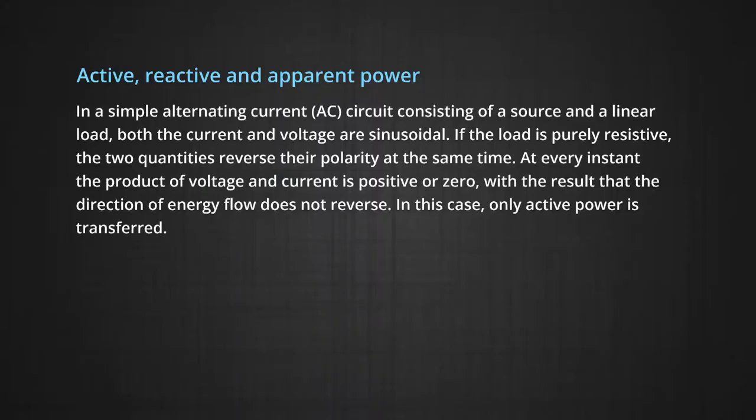So, we can explain these different types of power: active power, reactive power and apparent power. In a simple alternating current circuit consisting of a source and a linear load, both the current and voltage are sinusoidal. If the load is purely resistive, the two quantities reverse their polarity at the same time. At every instant, the product of voltage and current is positive or 0, with the result that the direction of energy flow does not reverse. In this case, only active power is transferred.